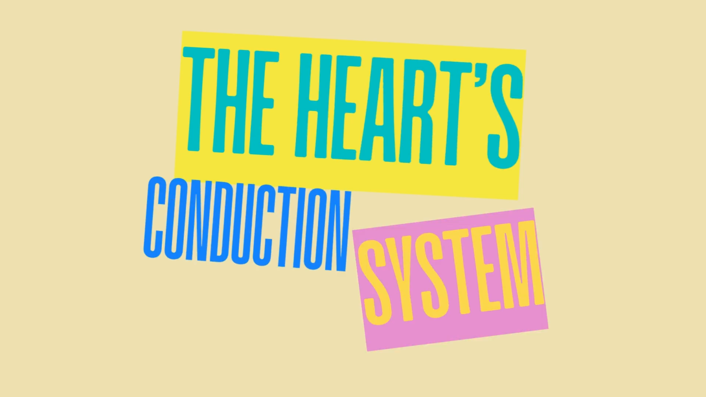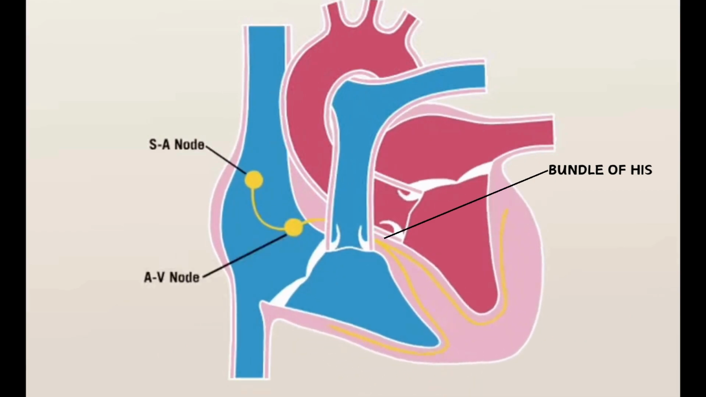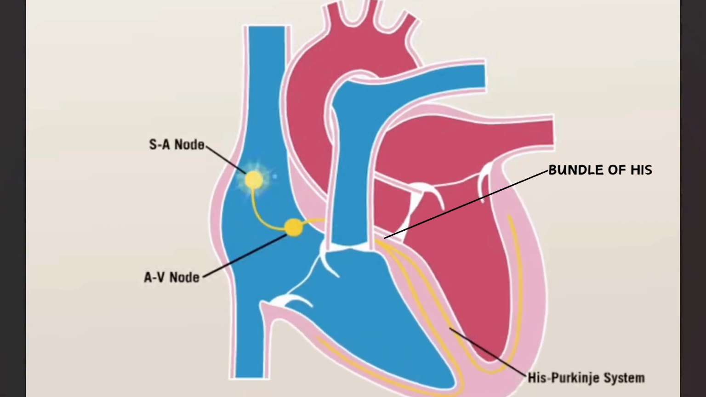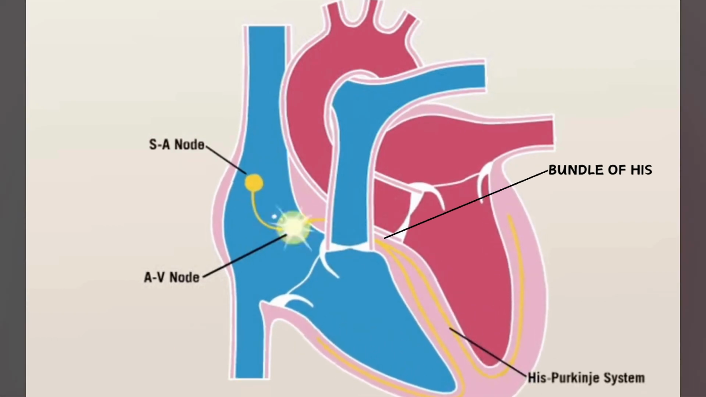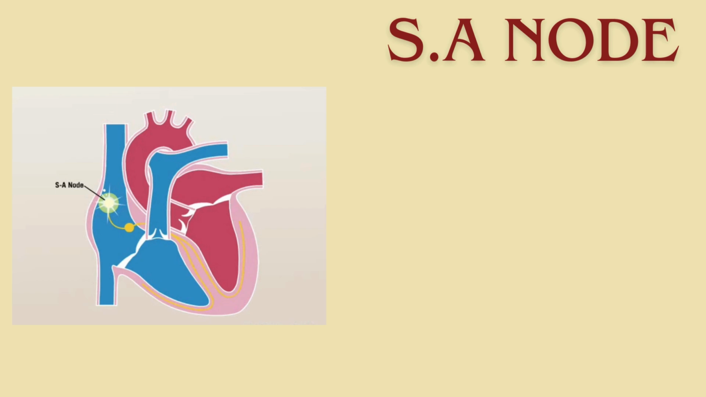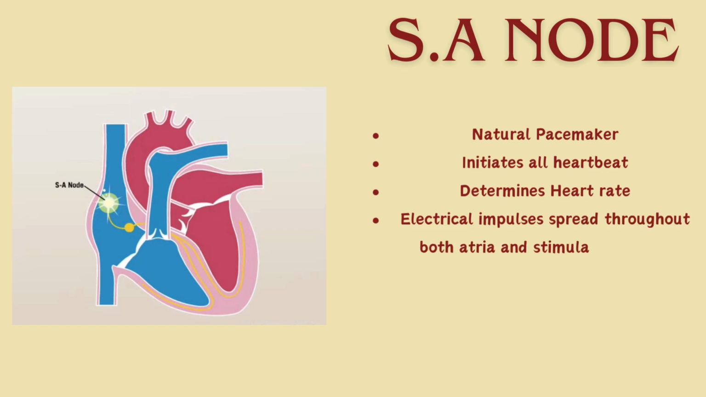Let's start with the heart's conduction system. The heart's conduction system consists of the SA node, the AV node, the bundle of His, and the Purkinje fibers. The SA node acts as a natural pacemaker and initiates all heartbeats. It also determines the heart rate, and electrical impulses spread throughout both atria and stimulate them to contract.